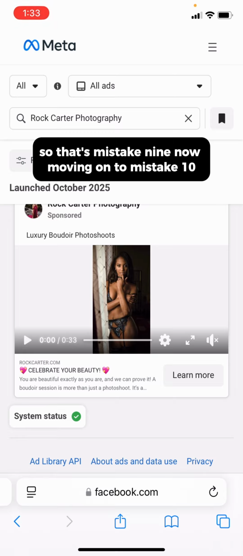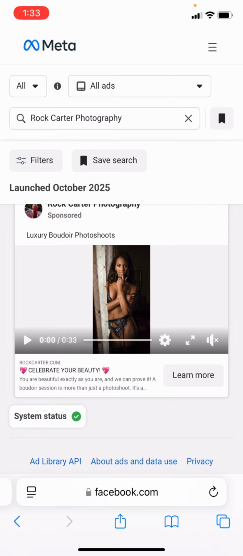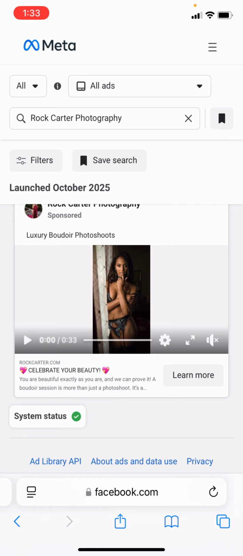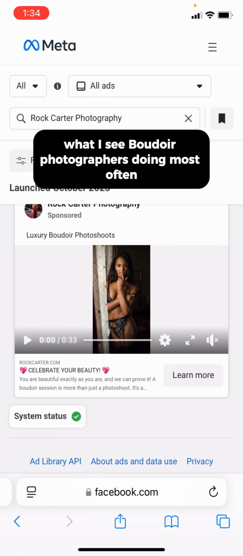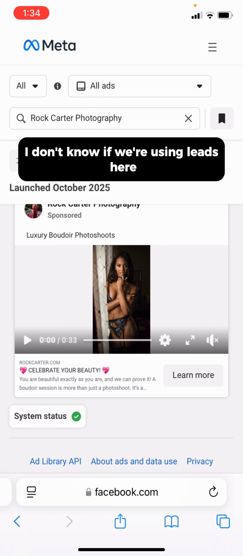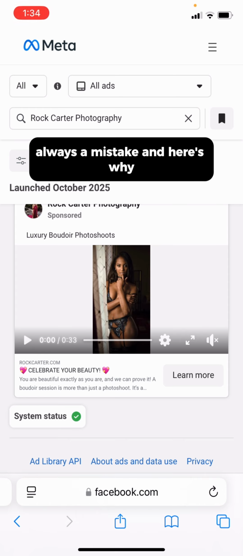So that's mistake 9. Now moving on to mistake 10. I don't know if we're making mistake 10 here. Mistake 10 is the objective. What I see boudoir photographers doing most often is using a leads objective. So, I don't know if we're using leads here, but leads is always a mistake. And here's why.